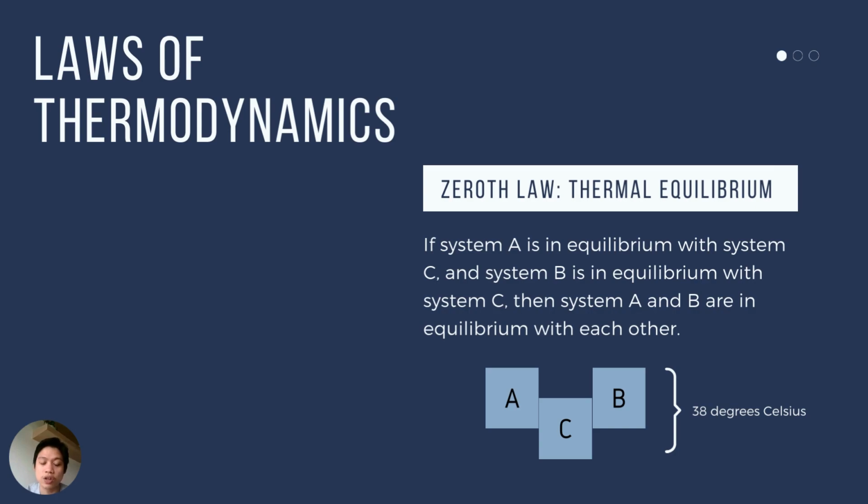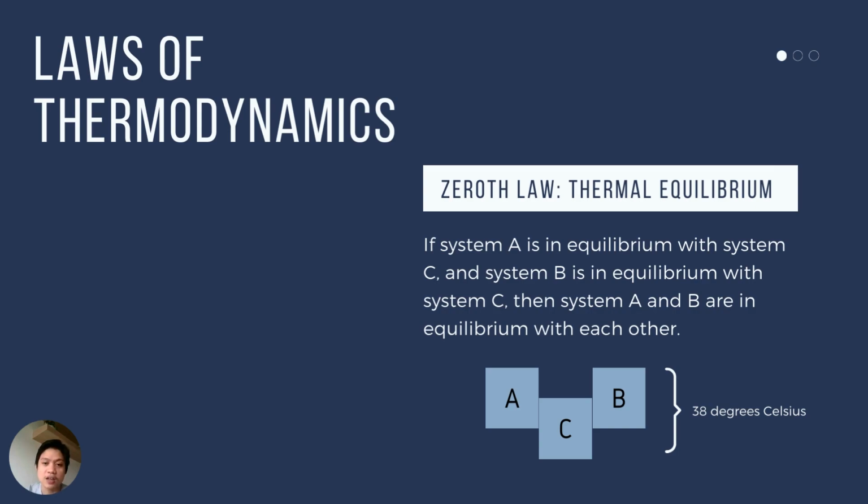So take a quick look at this image below, where box A is physically connected to box C and box C is physically connected to box B. If the temperatures of the 3 boxes are the same at 38 degrees Celsius, then we can say that the 3 of them are in thermal equilibrium.